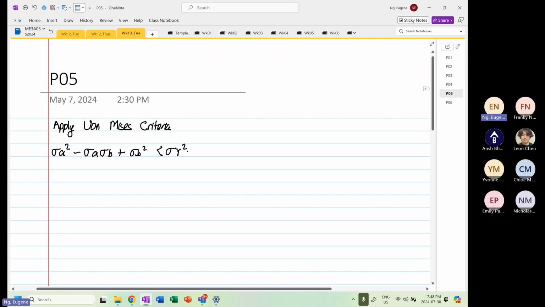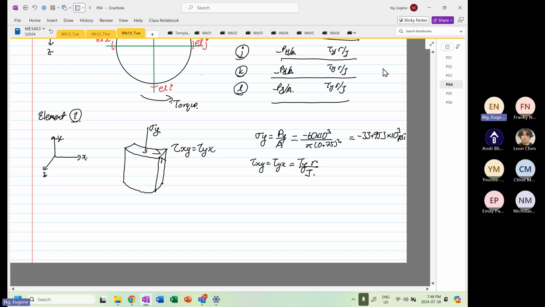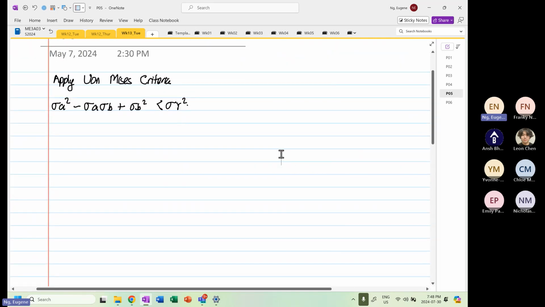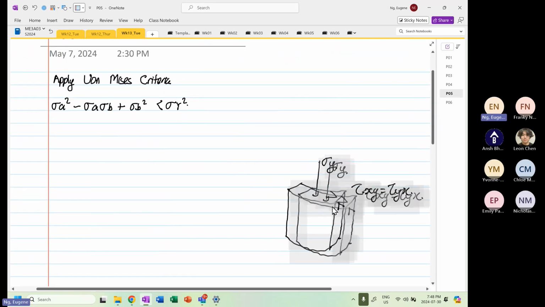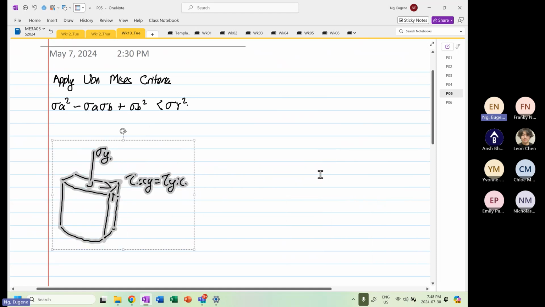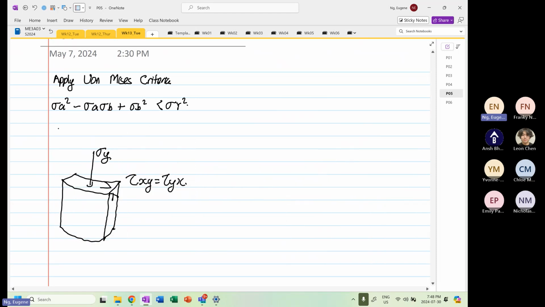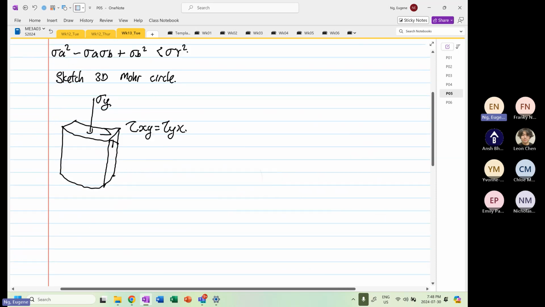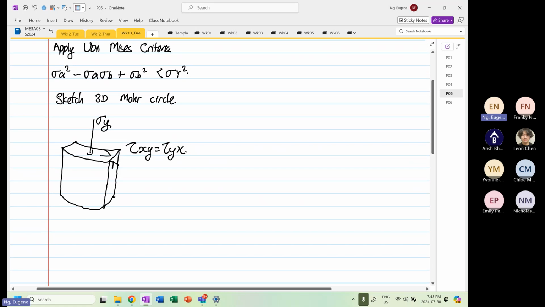So from here, before we carry on any further, by going back to our element, we have to sketch out the 3D Mohr's circle. I know you know how it looks, but I'm going to show you the entire procedure. So we have to look at our element. The next thing we do, we sketch the 3D Mohr's circle. Just a sketch.